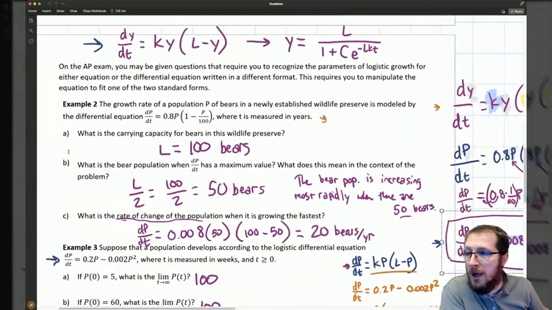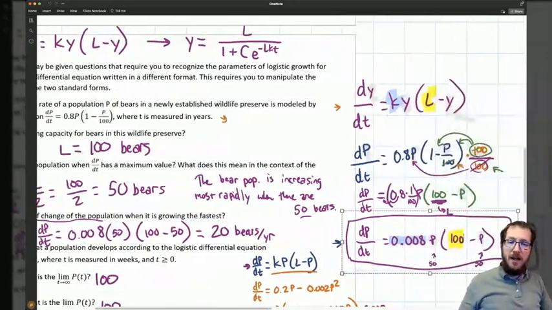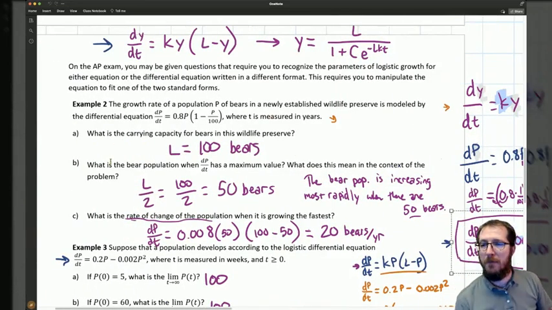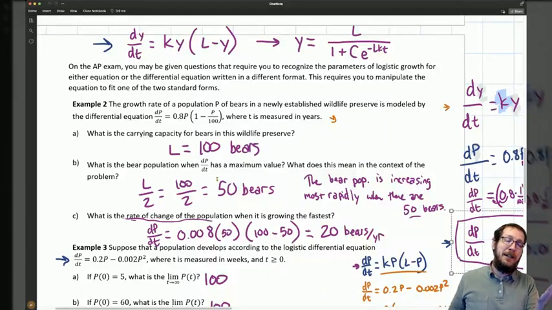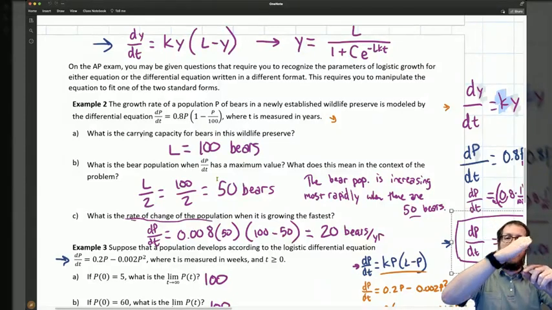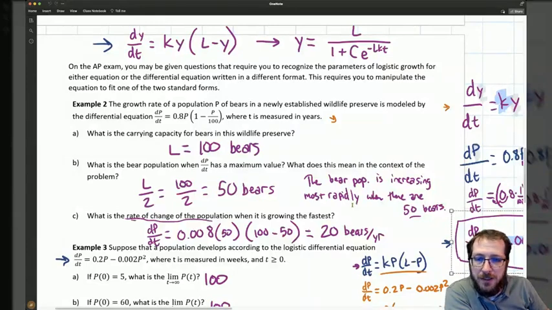So now we can actually answer the questions based on our form of our differential equation. What is the carrying capacity for bears in this wildlife preserve? Carrying capacity is our L value, so we just go to our equation and hunt it down, boom, 100 bears. B, what is the bear population when dP/dt has a maximum value? That's our rate. Maximum value is when it's halfway up the carrying capacity, right? At that inflection point where it goes from increasing at an increasing rate to increasing at a decreasing rate. So just take that L, cut it in half, 50 bears.